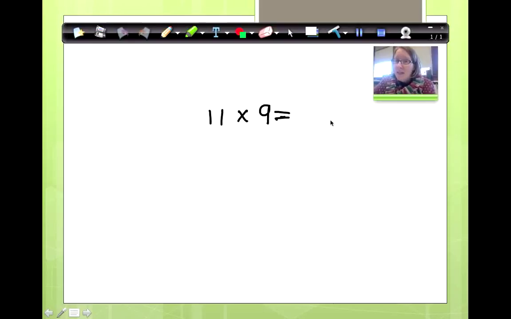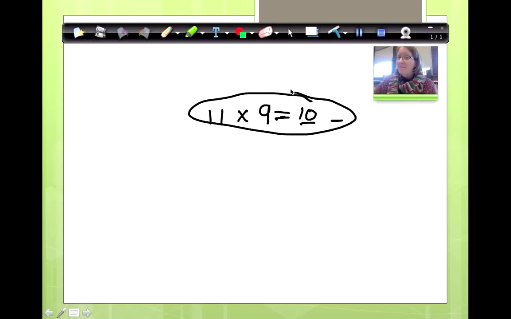Okay, now if we did the 10 spot trick, we would do 1 less. And 11 take away 1 is 10. And then the 1 spot would be 11 plus what gives me 10? You can't do that, can you? It does not work for 11 times 9.